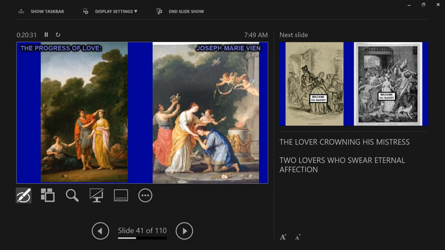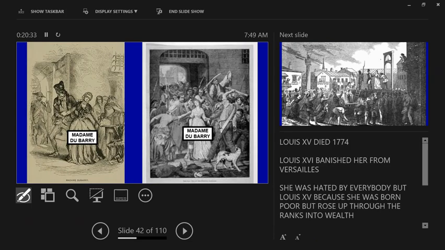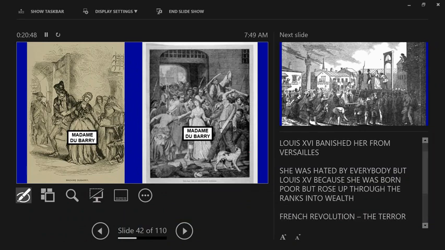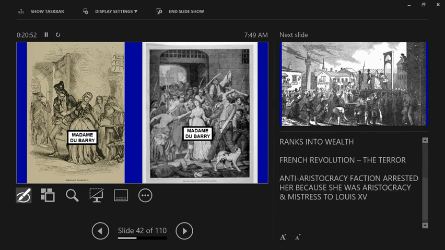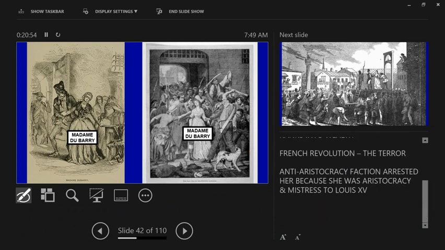Now, some little bit of history backstory. Madame du Barry, the one that returned the paintings, when Louis the 15th died in 1774, Louis the 16th banished her from Versailles. And she was hated by everybody but Louis the 15th because she was born poor and rose up through the ranks into the wealth.